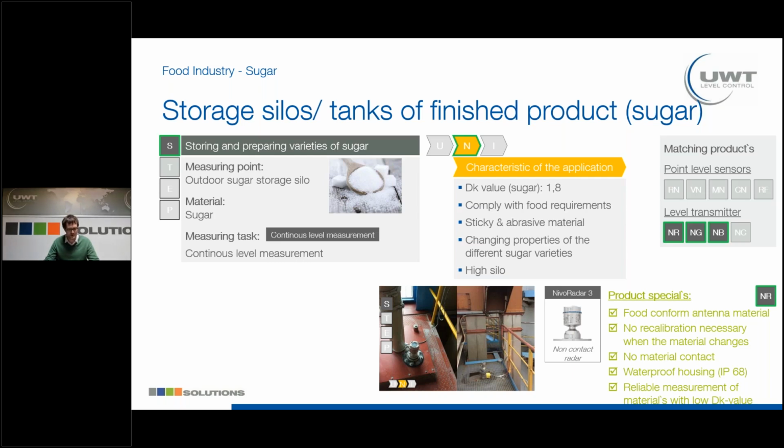So point level measurement is not required here, and the solution was a Nivo radar. A Nivo guide and also the Nivo Bob, the plumb bob system, would also work here. The customer decided for non-contact radar. No calibration is necessary. You can do the calibration on the PCB on the unit itself. There is no material contact here, and it also has a waterproof housing, IP68, because the silo on the right-hand side of the picture is sitting outside, and we have a reliable measurement even with a low decay value.